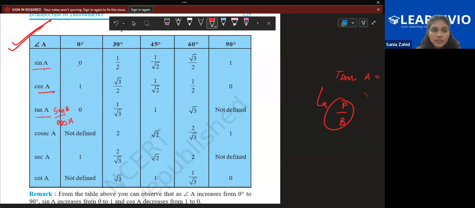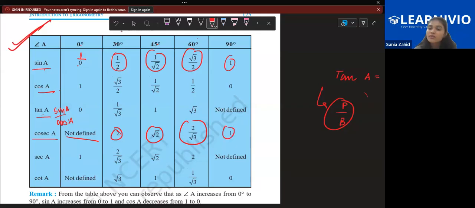Now, you tell me cosec A. What was cosec A? It was the inverse of sine. So 0, you reciprocal it. So what is 1 by 0? 1 by 0 is non-defined value, right? So that is why I will write non-defined over here. You reciprocal 1 by 2, you get 2. Reciprocal this, you get root 2. Reciprocal this, you get 2 by root 3. Reciprocal 1, you get 1.